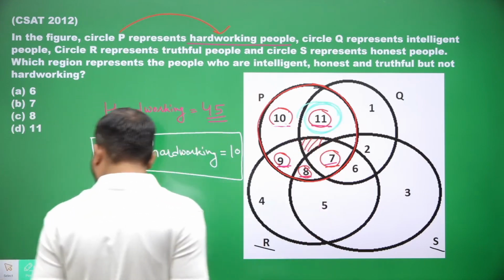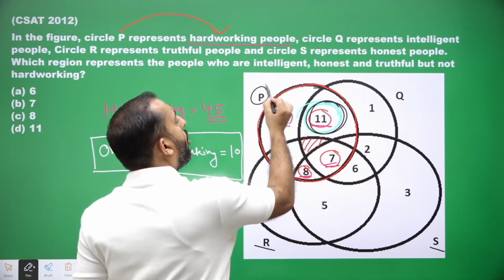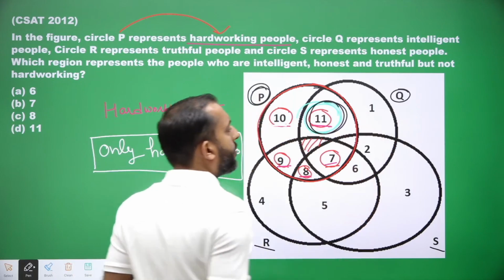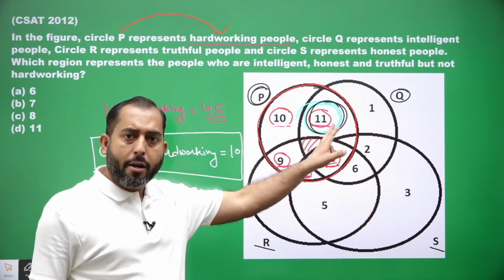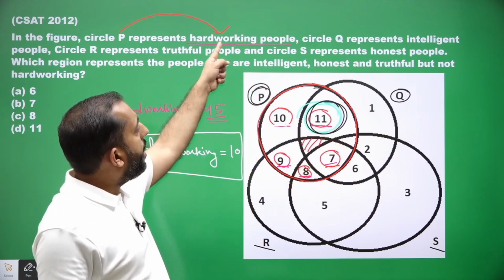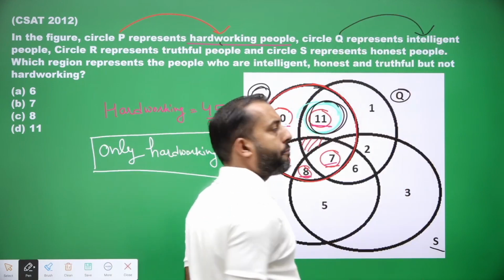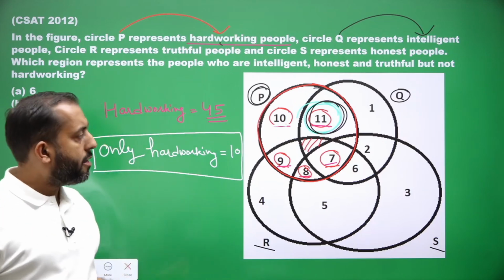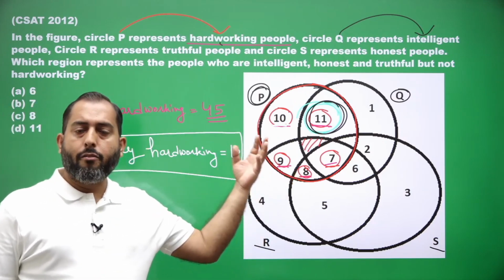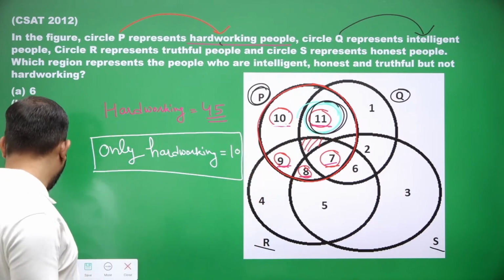This 11 falls under the area of circle P as well as circle Q. So this 11 represents the count of those people who are hardworking as well as those people who are intelligent. I hope, guys, how to interpret a Venn diagram is clear to you. Now let's solve this problem.